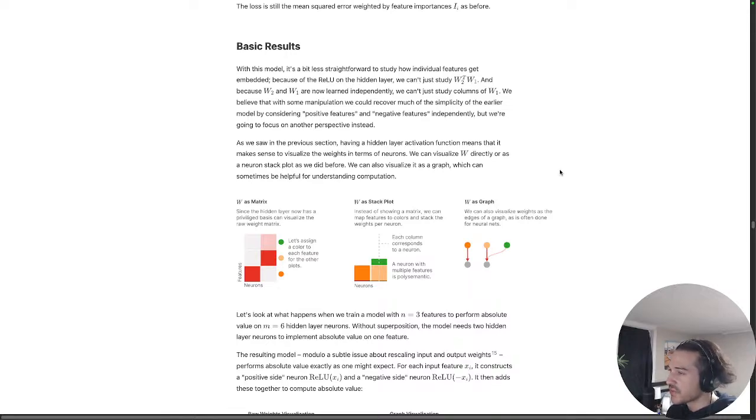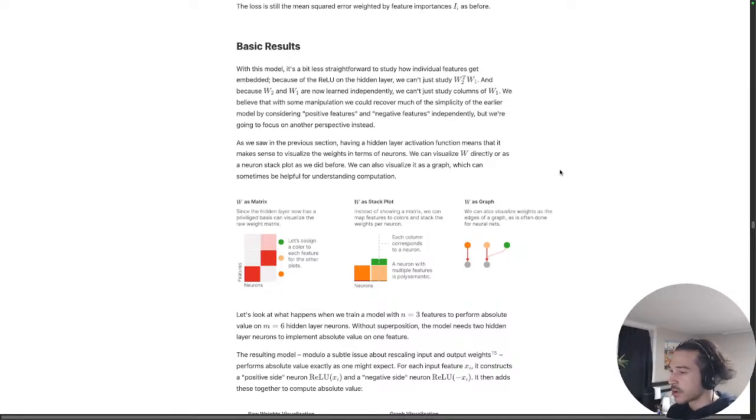As we saw in the previous section, having a hidden layer activation function means that it makes sense to visualize the weights in terms of neurons. We can visualize W directly, or as a neuron stack plot as we did before. We can also visualize it as a graph, which can sometimes be helpful for understanding computation. So W as a matrix: since the hidden layer now has a privileged basis, we can visualize the raw weight matrix.